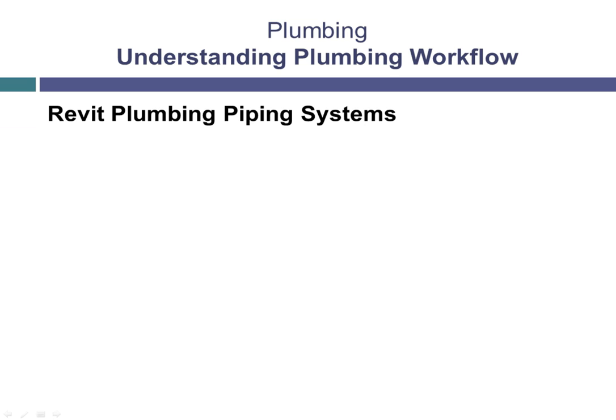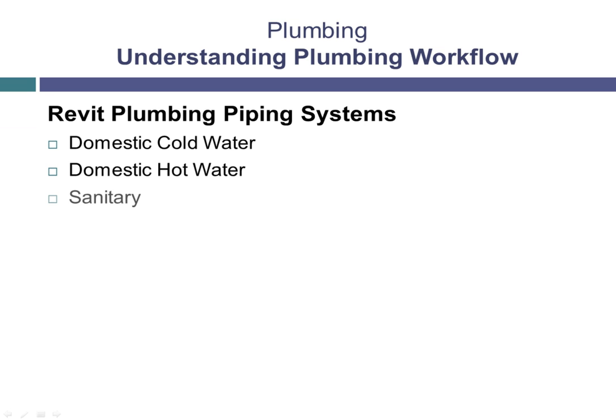When designing plumbing systems for buildings, there are several systems that could exist. Typically, each building will have a domestic supply, waste and vent, and storm drainage system. However, there could be many more. Revit provides several default piping systems to help you design plumbing systems for your building project. These include domestic cold water, domestic hot water, sanitary, vent, other, and several fire protection piping systems.